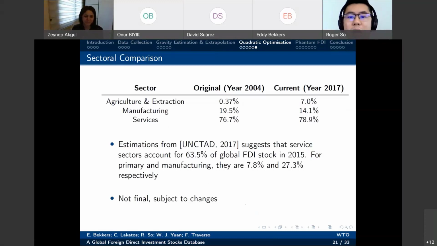It just shows the changes here, and it's probably difficult to infer much from the table, but an estimate from UNCTAD shows that services usually account for over 2/3 of the global FDI stocks. So the estimation here might still be a slight overestimation in the services sectors. We are aware of this issue, and our quadratic optimization is not final, but subject to changes.